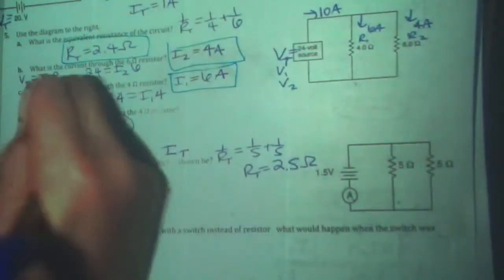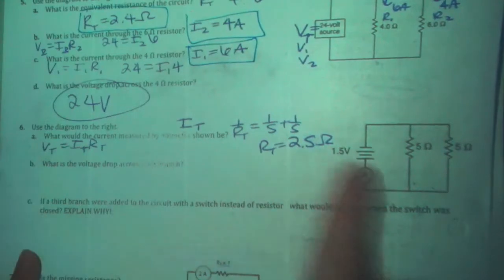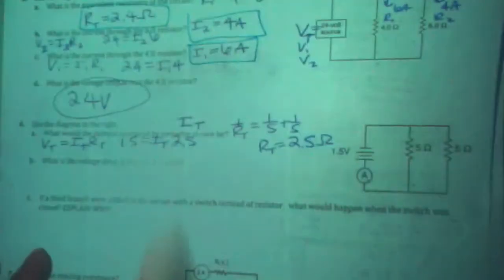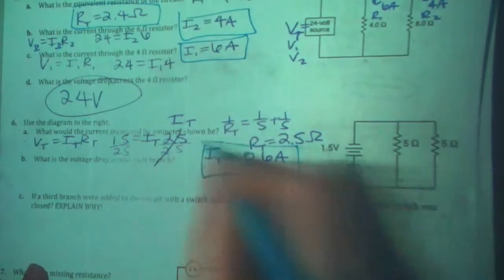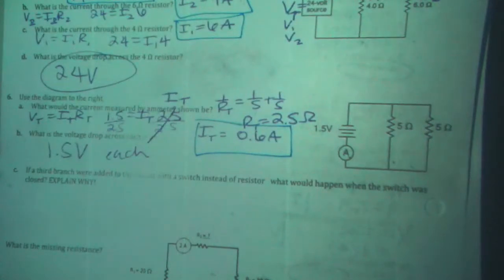And then V equals IR. Finding total current means use total resistance and total voltage. Total voltage is just 1.5. I total is what I'm looking for. Total resistance is 2.5. So I'm going to divide the 1.5 by 2.5, and that's going to get me 0.6. So total current is 0.6 amps. And the voltage drop across each branch is going to be 1.5 volts each because V is the same for a parallel circuit.